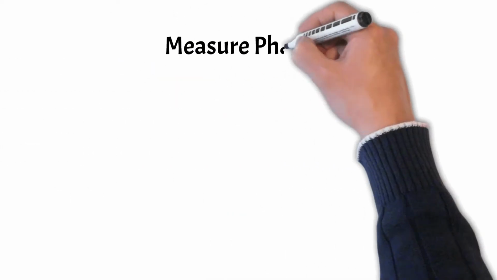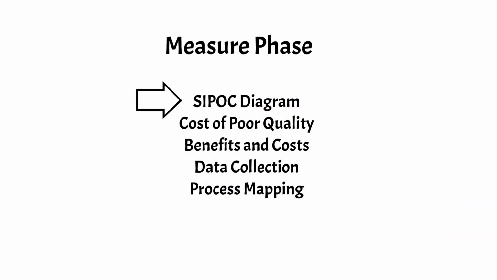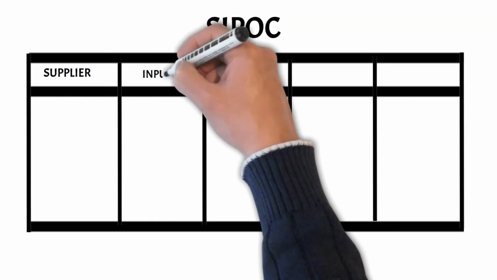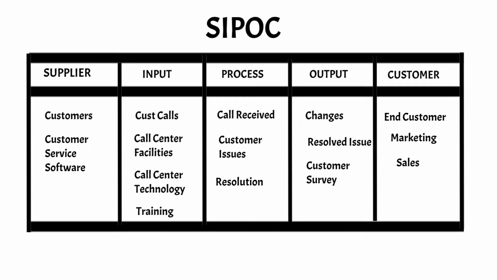Measure phase. SIPOC diagram. The second stage starts with a SIPOC diagram. It identifies suppliers, inputs, process steps, outputs, and customers, and it ensures that no variables have been ignored in the study.